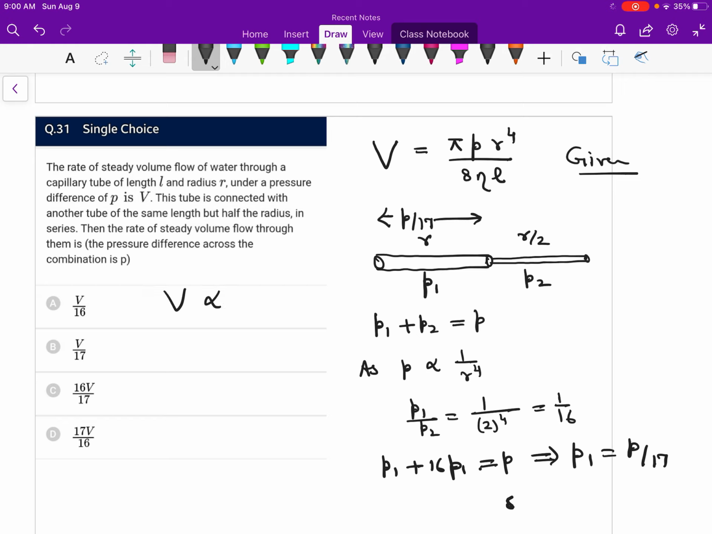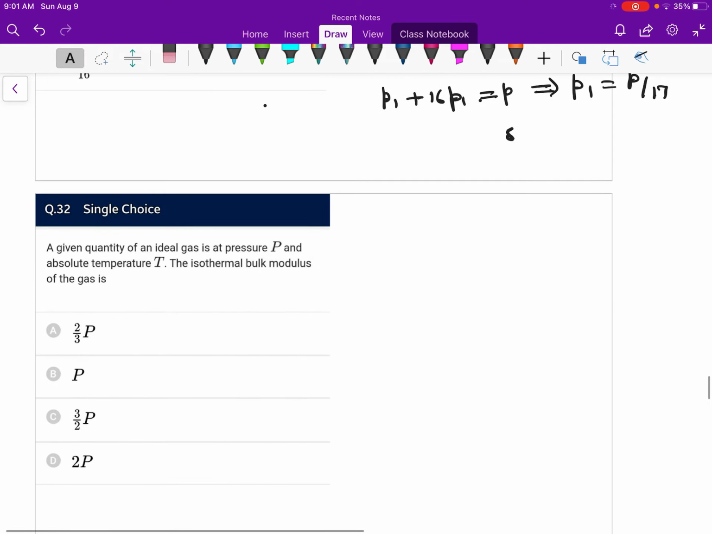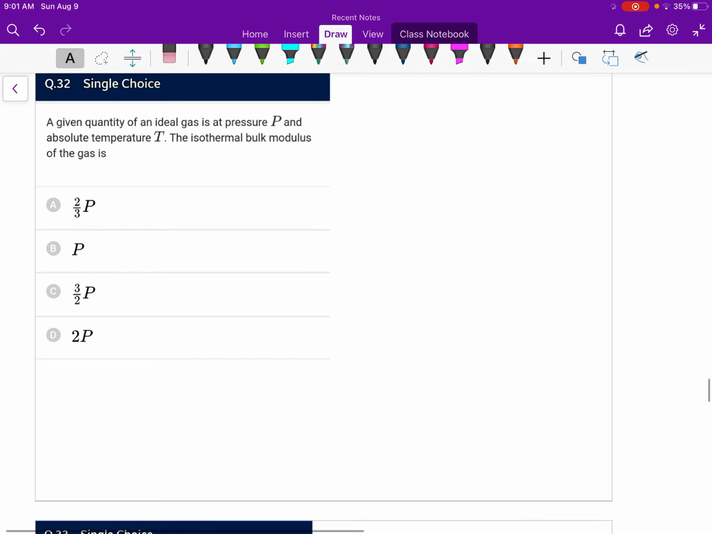Now we see the volumetric flow rate is proportional to P. For the first capillary, previously the pressure difference was P, so the volumetric flow rate was V, and now it's P by 17, so the volumetric flow rate is V by 17. So B is the correct option. We are comparing the first capillary with its initial state, when the pressure difference across it was P and the flow rate was V. Now the pressure difference is P by 17 and the rest of the parameters are the same, so the volumetric flow rate should be V by 17. So B is the correct option.